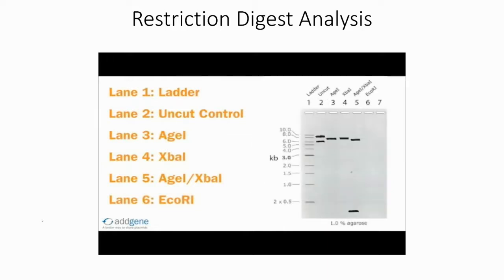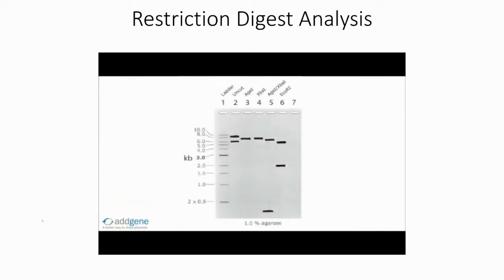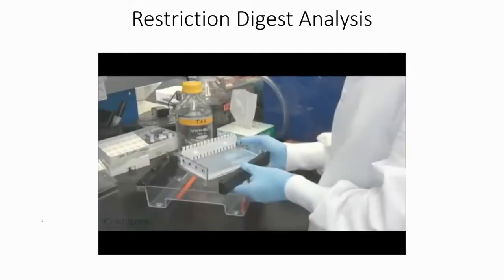EcoRI cuts in 2 places, so we expect 2 products, a 5.4 kb band and a 2.1 kb band. Okay, this picture looks complete. Let's run our experiment and see our results. Run your gel long enough to get good separation of the bands. Don't rush it.